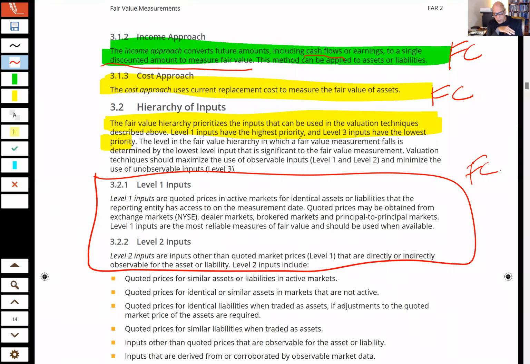But if we're talking about level 1, level 2, identical or similar, that's probably most relevant to what? To the market approach, right? Hey, I hold an asset in that exact kind of stock, or I have a stock that's very similar. I'm thinking that's probably most of the time what we would be looking at, level 1, level 2 inputs for the market approach.